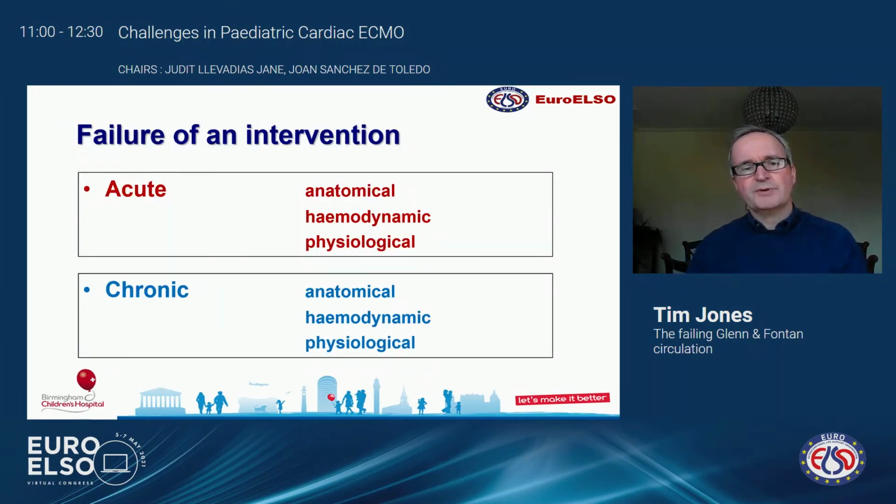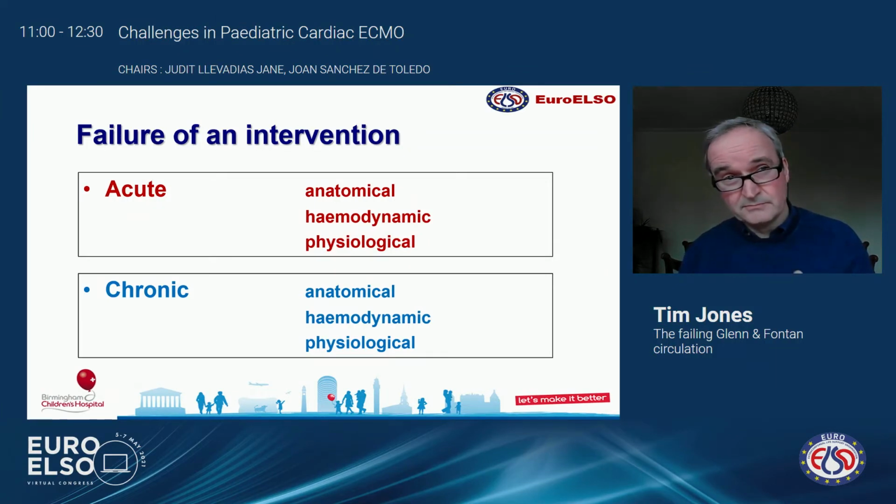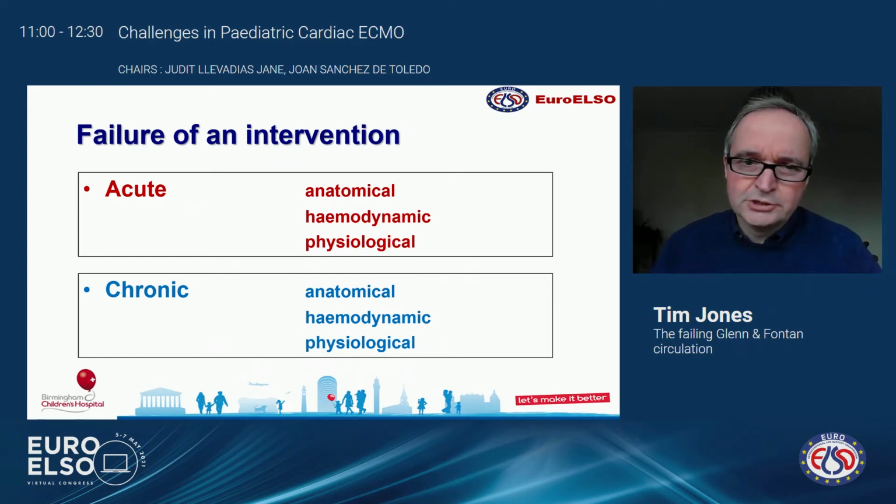Now, if we're going to talk about failure of any intervention, people often think, oh gosh, and they start telling you all these different ideas and answers and concepts. The easy way to look at it is there's acute failure and there's chronic failure. And these are the two titles you should very much think of when you're looking at the single ventricle circulation.